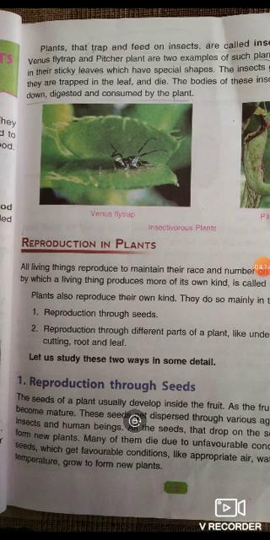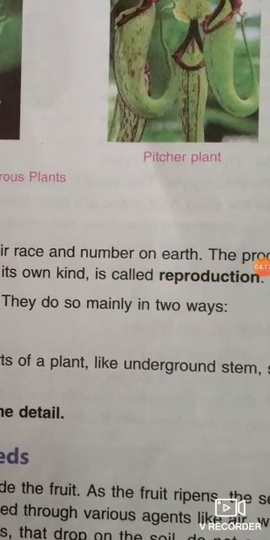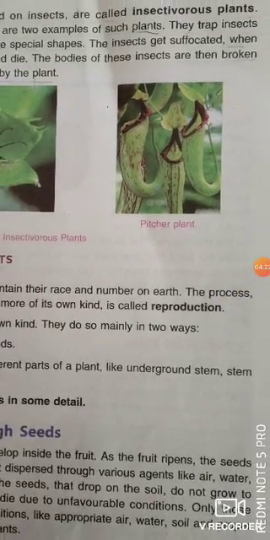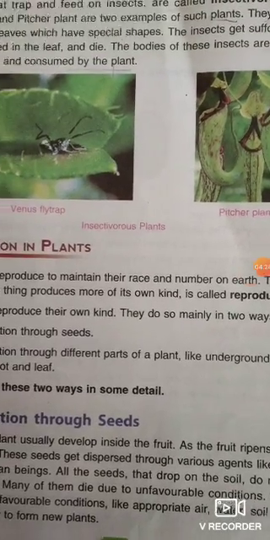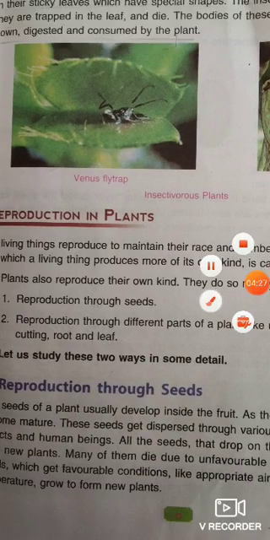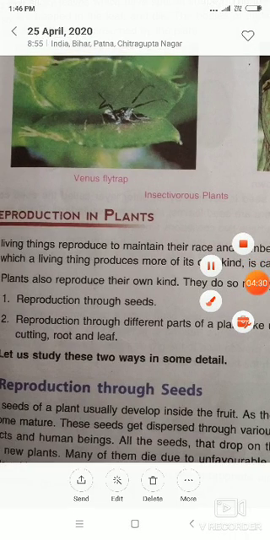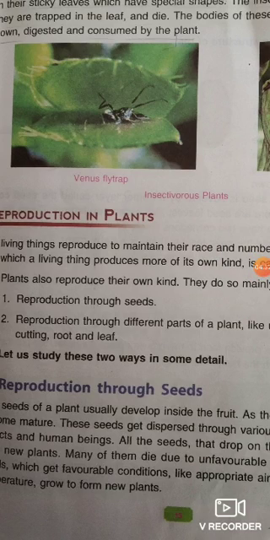Now the question is, what is reproduction? Reproduction is the process by which a living thing produces more of its own kind. Don't forget this. This is very important. The process by which a living thing produces more of its own kind is called reproduction, and in plants it takes place by two means. Number one is reproduction through seeds, and second one is reproduction through different parts of the plant, like underground stem cutting, root and leaf.